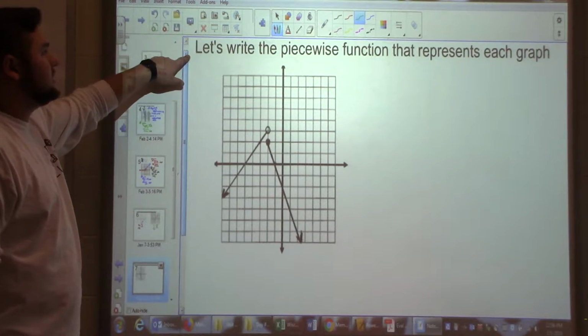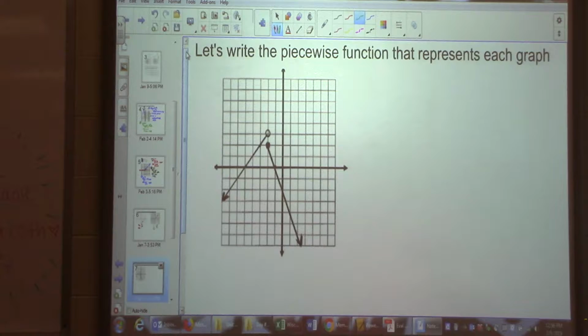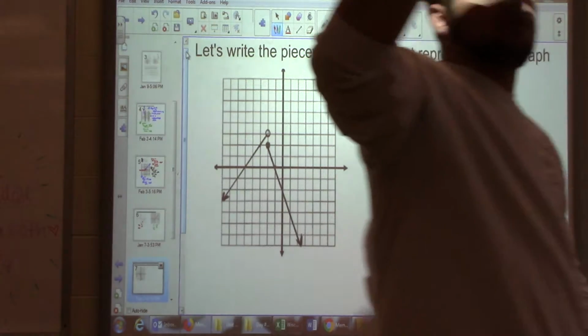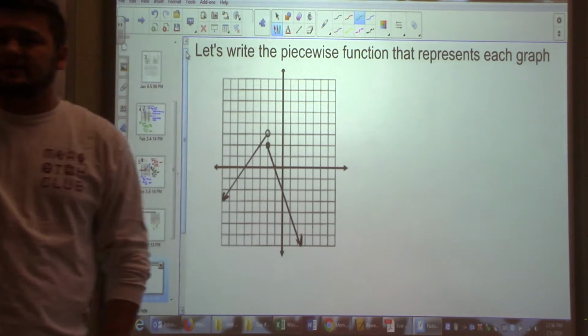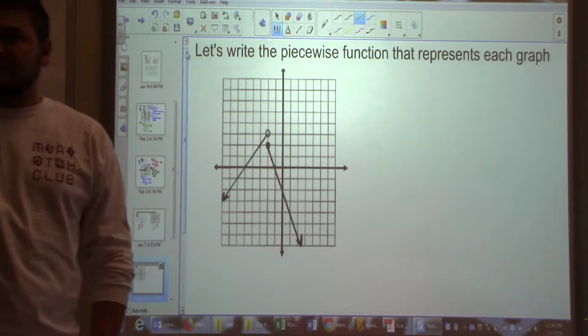Last thing we're going to do today is we're going to write piecewise functions from a graph. All right? It seems to be really difficult. It's actually going to be really easy. All right? What are the two things we normally need to write an equation of a line? Slope and y-intercept. Do we all know how to find slope? Yeah. Perfect, then we should be able to do this.